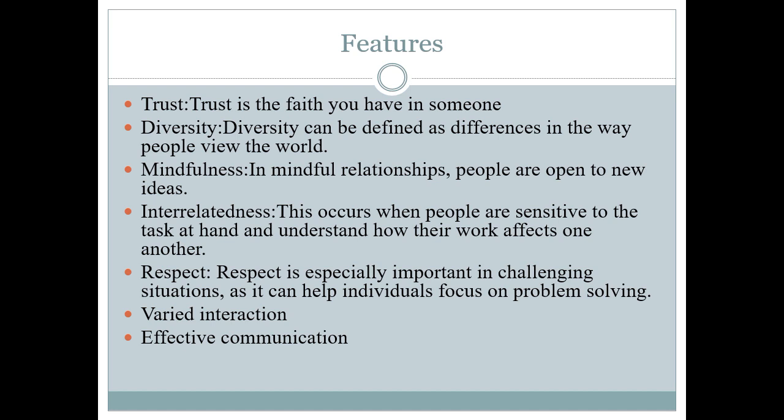So the first feature of interpersonal relationship itself is trust. What is trust? Trust is the faith you have in someone. Then it is diversity.